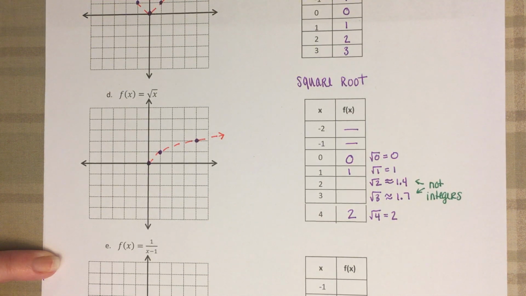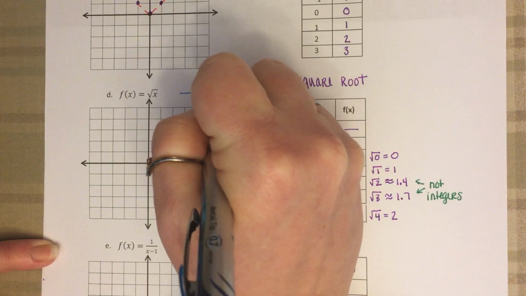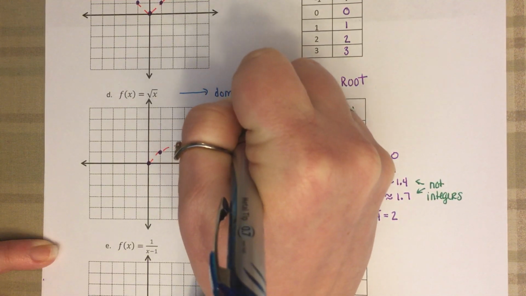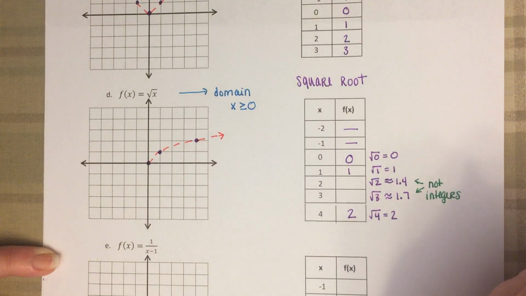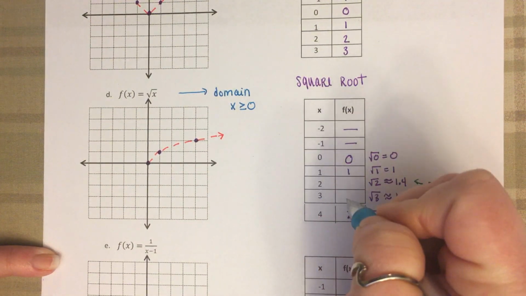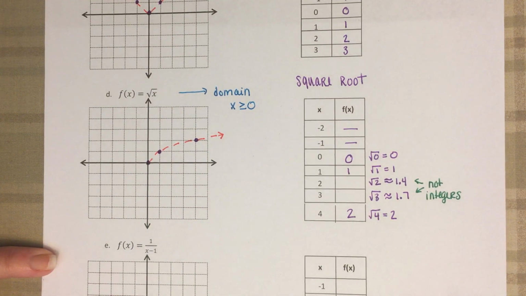Tying in some other things that we have talked about in this chapter, when we were dealing with square roots, we said that we had to think about their domains. And whatever we have inside, in this case an x, has to be greater than or equal to 0. So if we look at the values that we got, if we look at where our graph is, it is on the side where x is greater than or equal to 0.